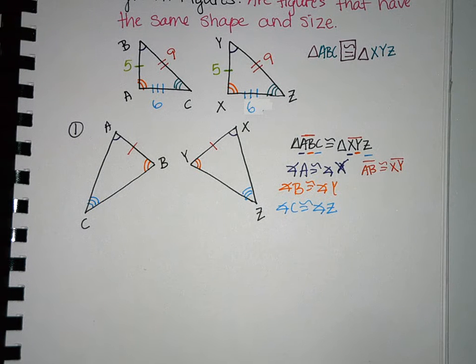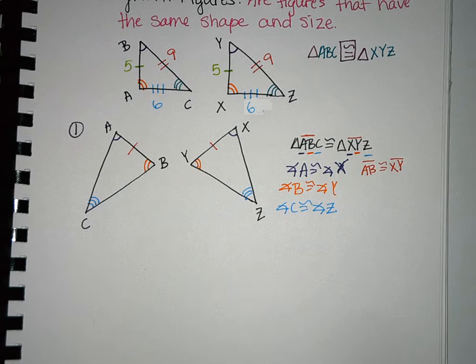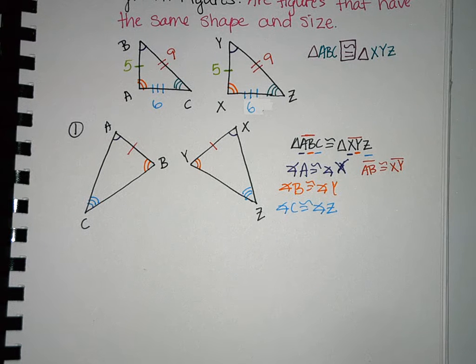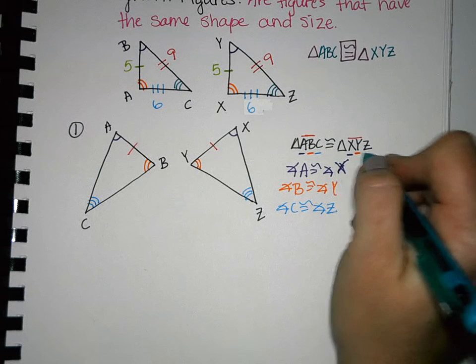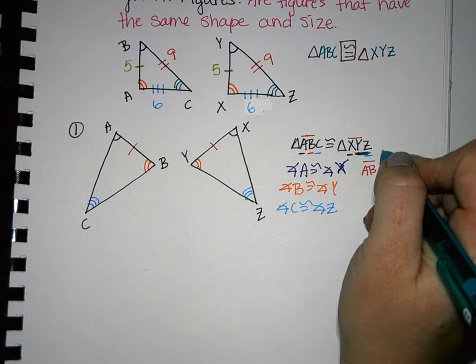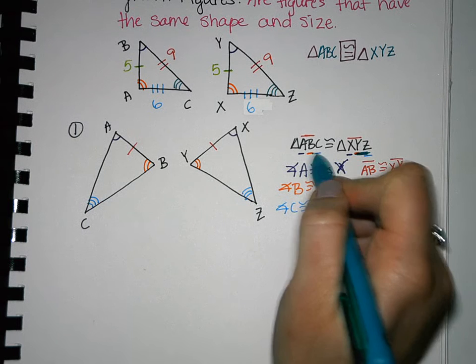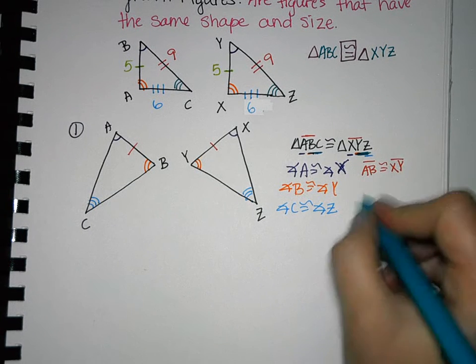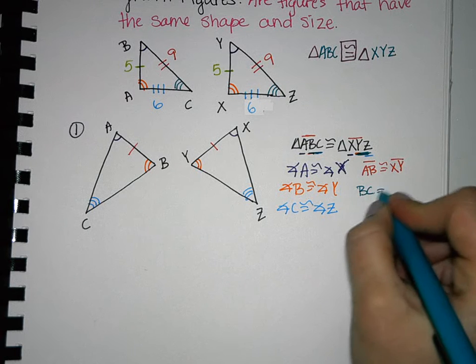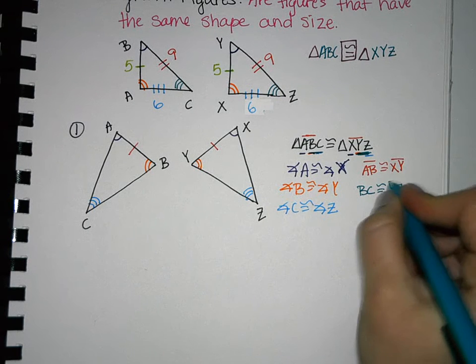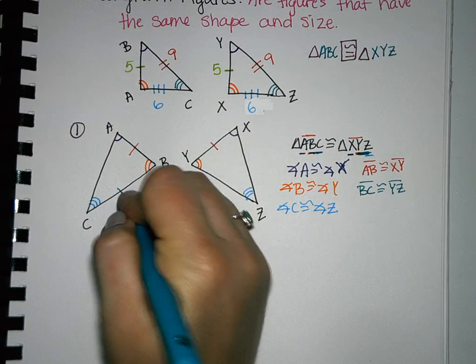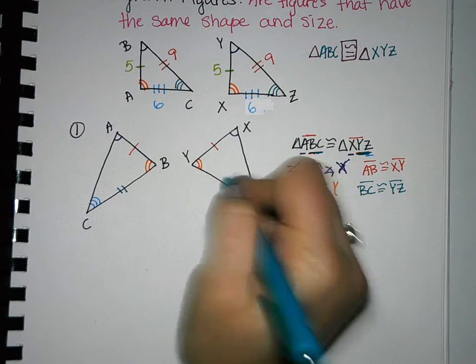What's another one? Max, do you think you know one? Do you see any 2 letters next to each other in the statement? YZ. So YZ, those were the last 2, right? So what are the last 2 over here? BC. So that means it goes with BC. So we have BC is congruent to YZ. So I can put 2 marks on that one.